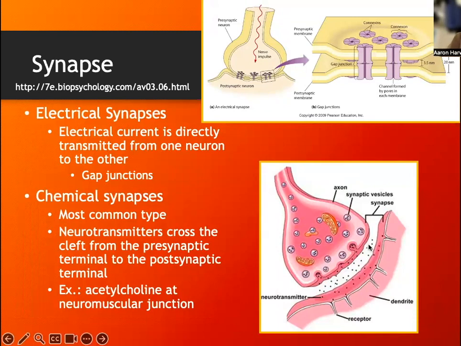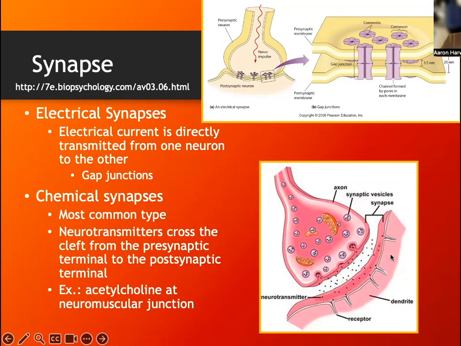Versus a chemical synapse where basically, oh, and sorry, by the way, I pointed to the wrong picture. This top one is electrical. Long lecture. I'm losing my own brain here. So anyways, the bottom photo here is a chemical example, chemical synapse.